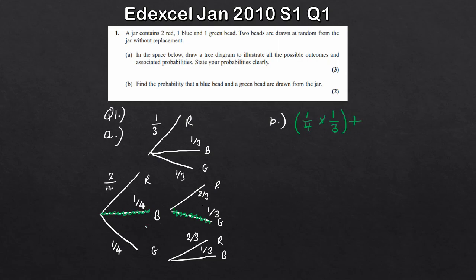Plus, so that was blue to green. We can also go green to blue. So we're down this branch here, and then across this branch here. And this will also be 1 over 4 times 1 over 3. When you calculate this, it works out as 1 over 12 plus 1 over 12. If you work this out, you get 2 over 12, which is 1 over 6. Okay, and job done there.